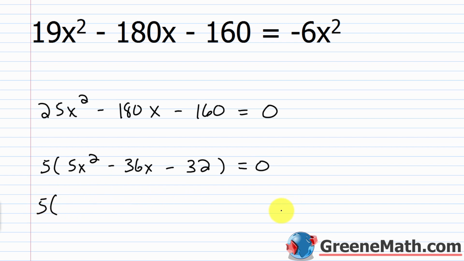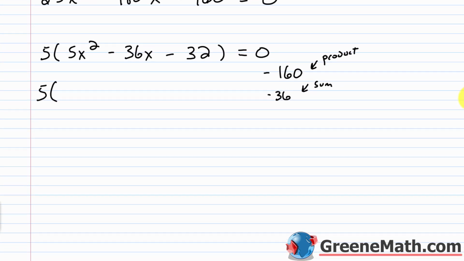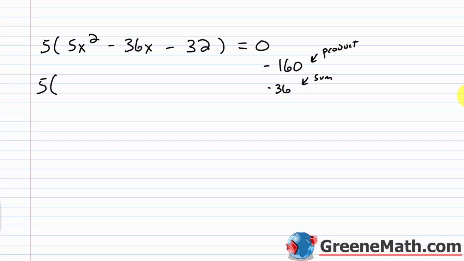I want two integers whose product is 5 times negative 32, which is negative 160. This is my product. And whose sum is negative 36. This is my sum. So let's think about the factors of 160. It's obviously not 1 times 160. It's not 2 times 80, but 4 times 40.